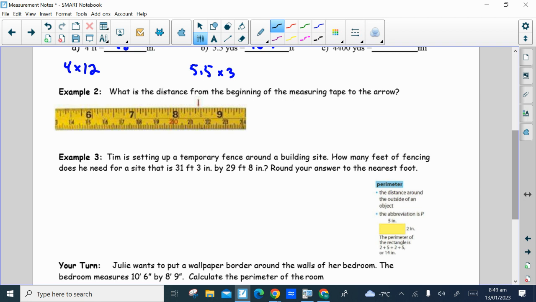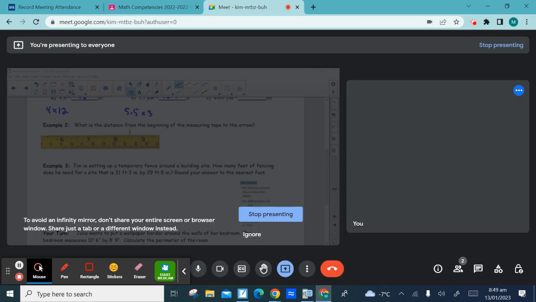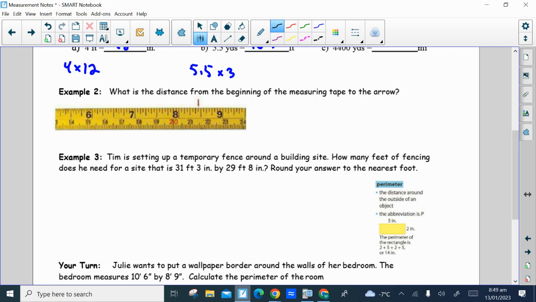People that work in the construction industry have to use a tape measure. So example 2 says, what is the distance from the beginning of the measuring tape to the arrow? So these numbers at the top represent inches. The numbers at the bottom represent centimeters. So we're talking about inches right now.